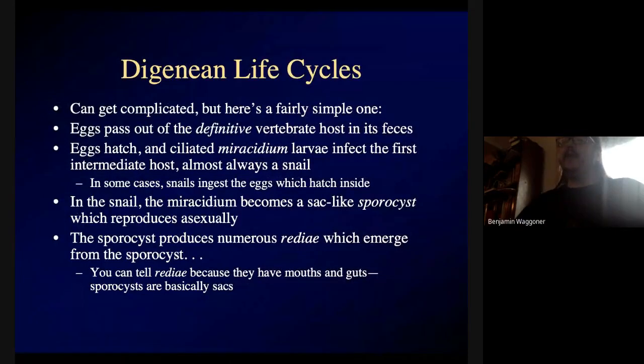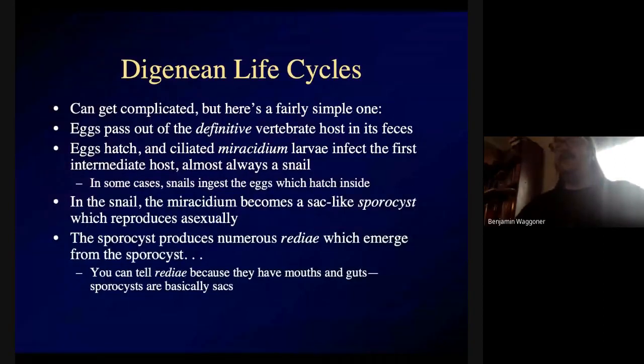Typically, eggs will pass out of the definitive host in feces, sometimes in urine. The eggs hatch. Usually the intermediate host is a snail. Sometimes the miracidium burrows in, and sometimes the snail eats the egg. The miracidium transforms into an asexual stage called a sporocyst, which is basically a blob. And the sporocyst does not have a mouth or gut or anything like that. The sporocyst just starts budding off internally. So a mature sporocyst looks like a blob with more blobs inside.